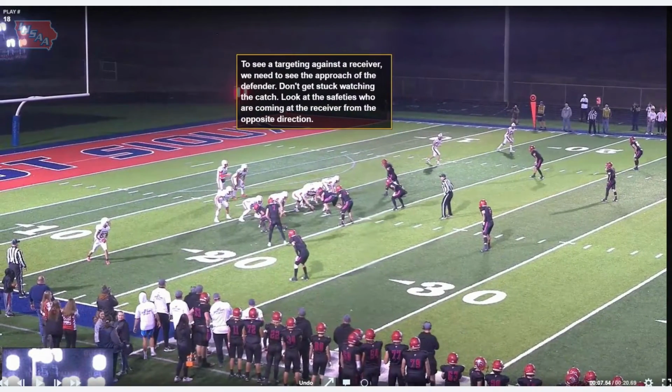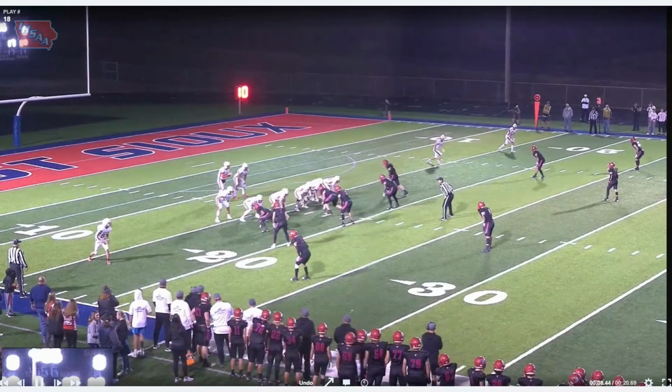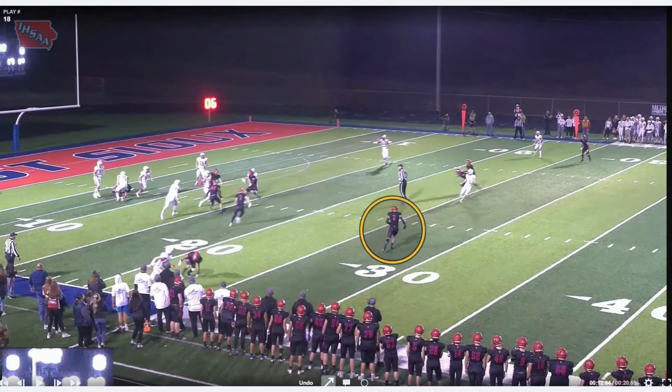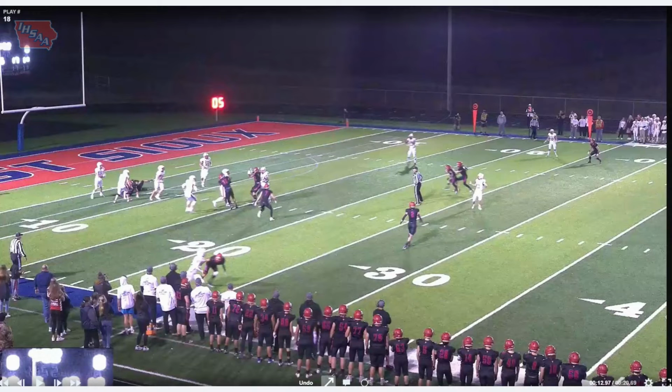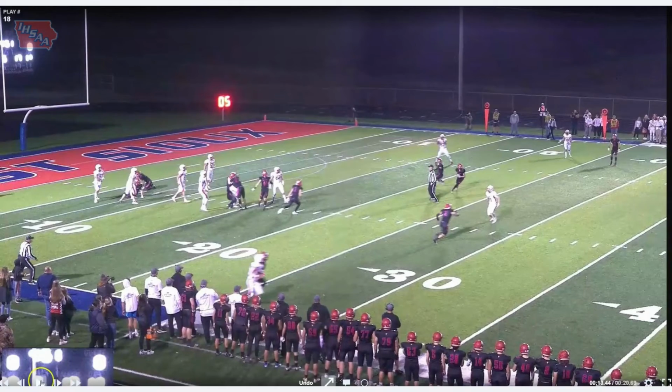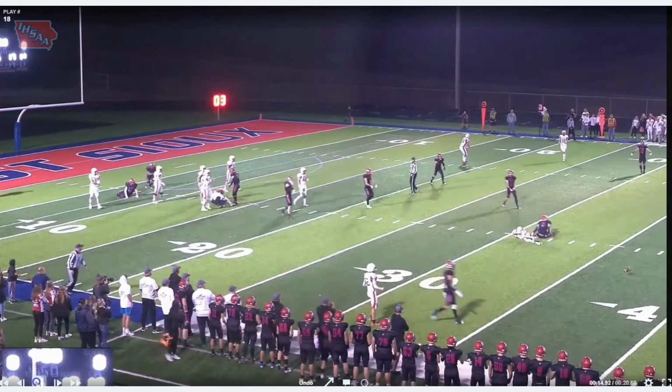All right, next one. To see targeting against a receiver, we need to see the approach of the defender. Don't get stuck watching the catch. You're going to see peripherally if he catches or not. So look in front of that receiver for whoever might be coming at him at a different angle, because nobody behind him can target him. You've got to be going in an opposite direction. So let's just watch this full speed.